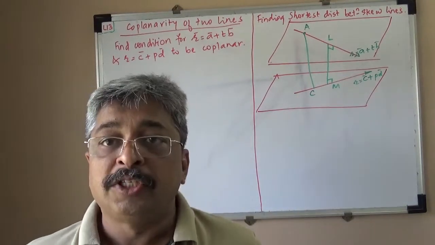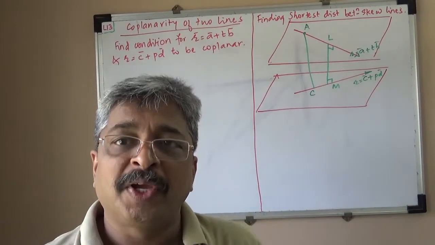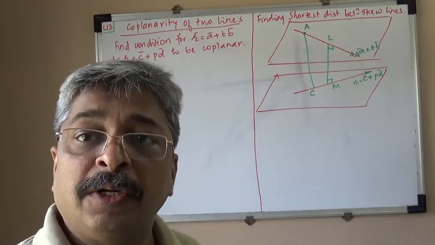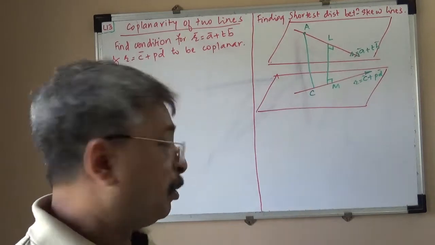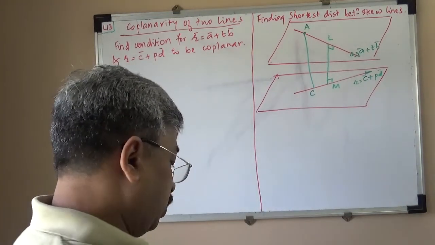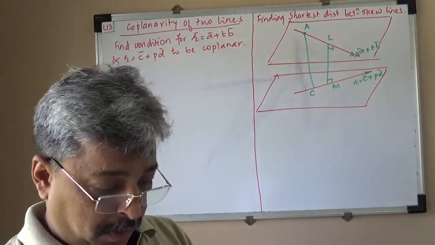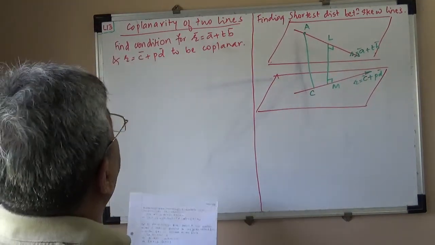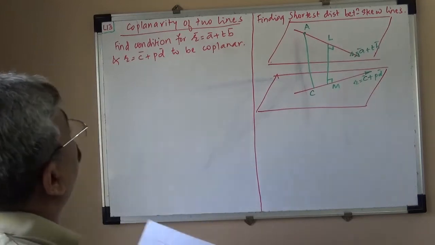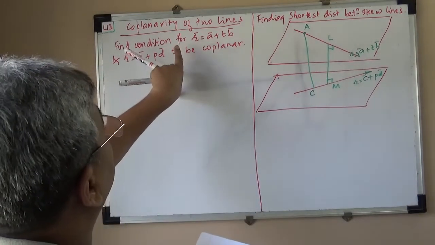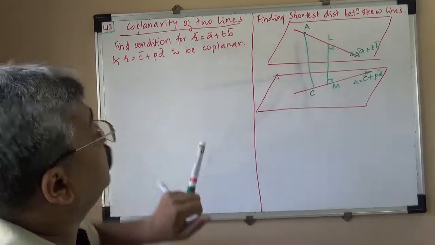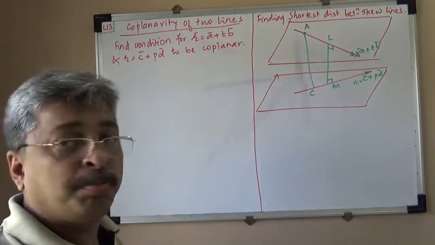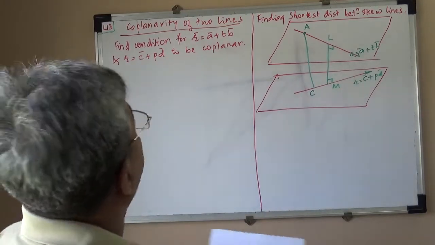Okay, this is lecture number 13, and in lecture number 12 we have seen different applications of scalar triple product. One more application which is remaining is the coplanarity of two lines. What should be the condition so that we say that R is equal to A plus TB and R is equal to C plus PD are coplanar.